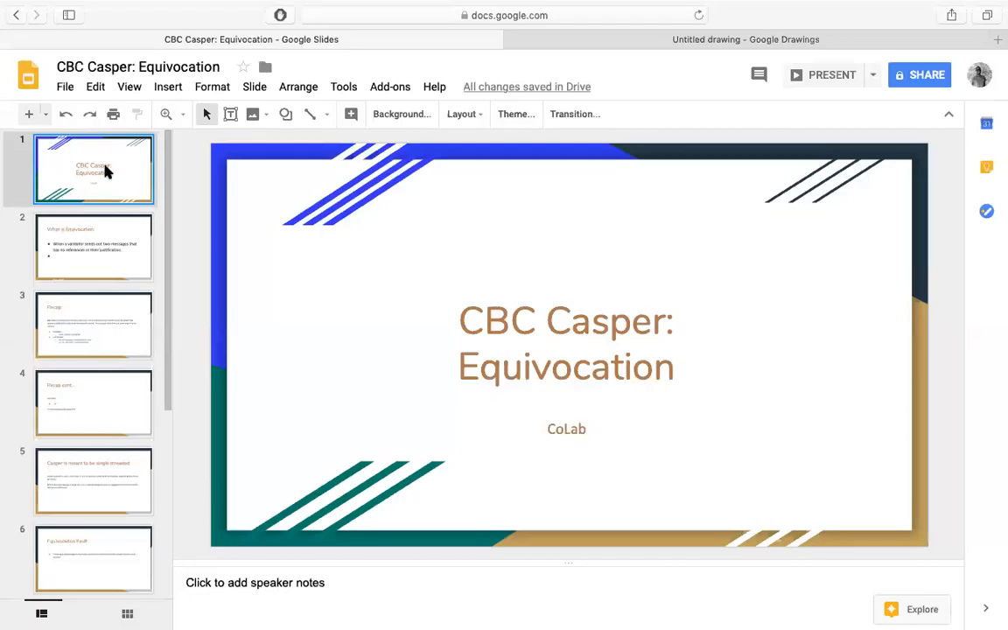Cool. So for this week, we are going to go over equivocation in Casper in terms of how it works and what it looks like inside the different protocols. So I will begin this.